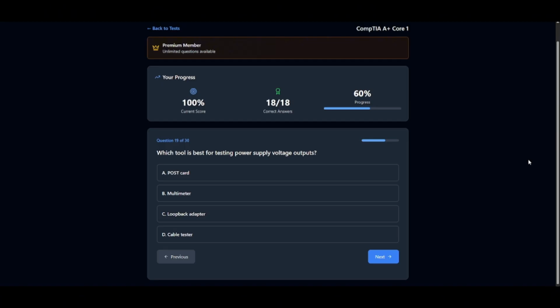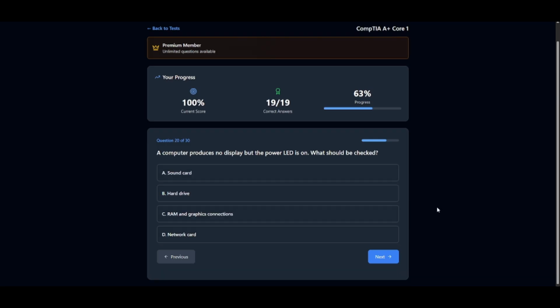Which tool is best for testing power supply voltage outputs? Think about this for a second. All right. And the answer would be B, the multimeter. Once again, for A+ Core 1, there's a variety of tools you need to memorize: what they are, what they do, what application they're used for. We have a guide on our website for A+ Core 1 that goes over everything you need to memorize for the test if you're interested in taking a look at that. But regardless, very, very important to know what these tools are used for.